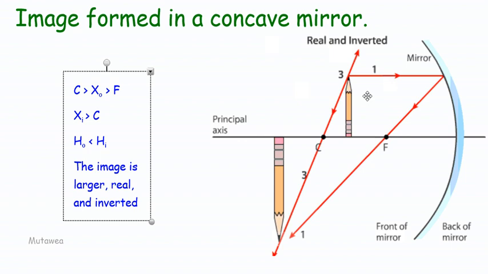When the object moves closer to the mirror and we draw the ray diagram, we will find that the image is going to be formed at a distance greater than C. And the image is greater in size than the object itself. So the image is larger, real, and inverted.